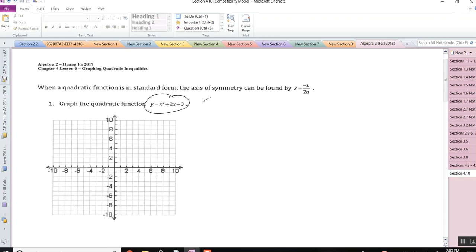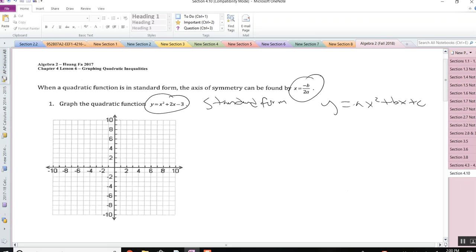So this right here is in standard form. Remember, standard form is y equals ax squared plus bx plus c. Remember, there's also a formula we would use to find the x coordinate of the vertex if you have an equation in standard form.